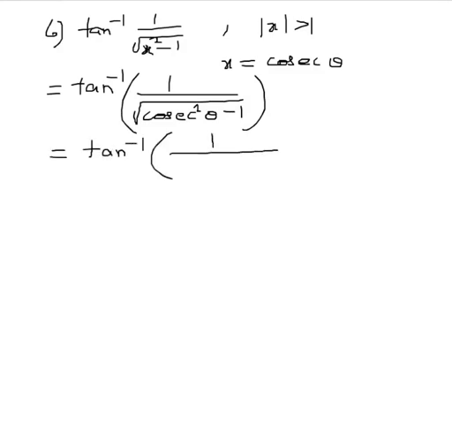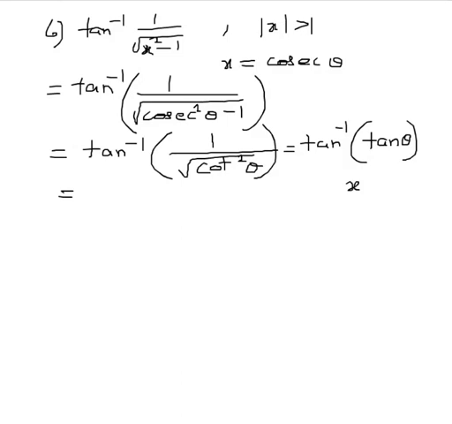We have identity which becomes cot square, and 1 by cot becomes tan theta. Now tan inverse and tan could be cancelled if theta is in the principal value branch. Absolute value of x is greater than 1. That means x is greater than 1 and less than minus 1. X is cosecant theta. Let us find cosecant inverse throughout. So this becomes theta.